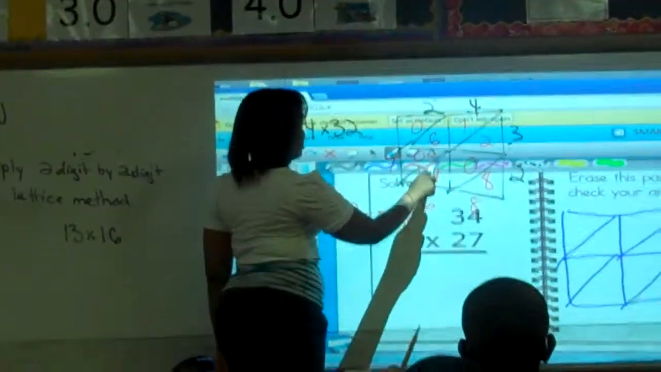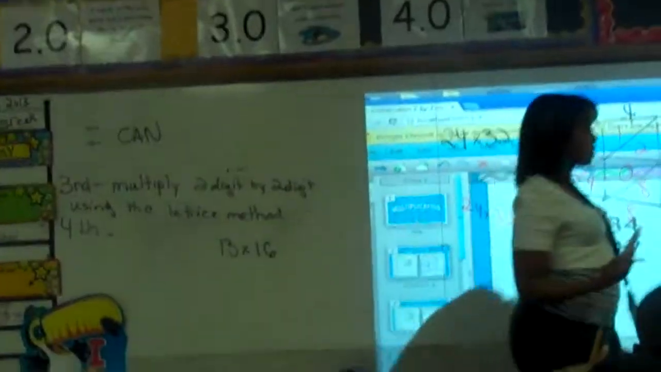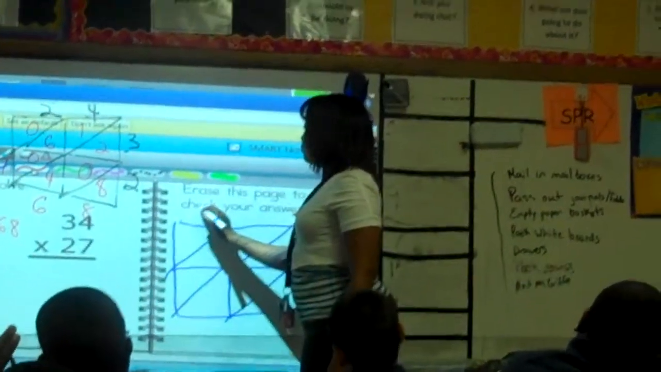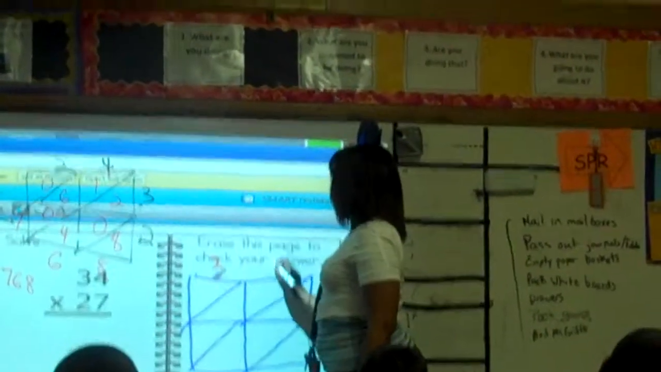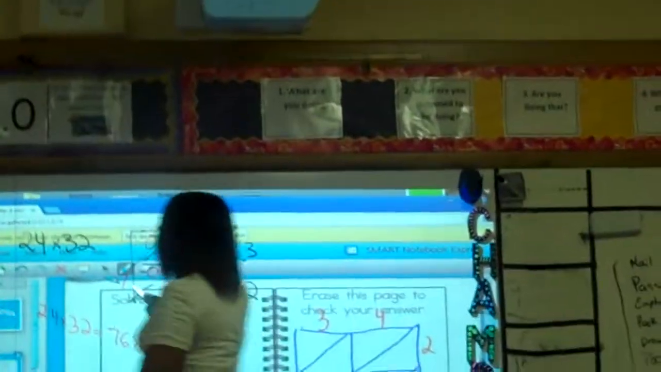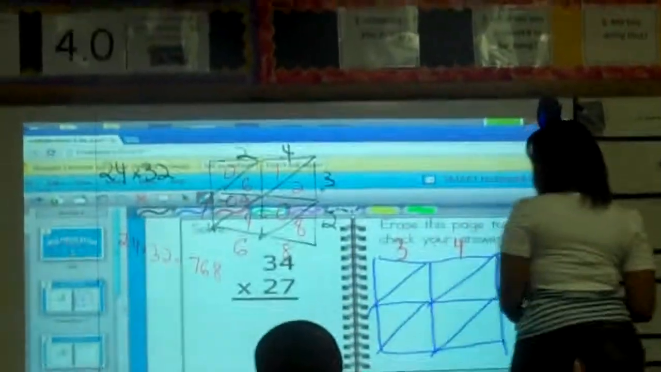Let's go over the steps. When I looked around, everyone had the letters box. Right, okay, good job. Everyone had the problem in the right spot. Very good. Now, this is where the mistakes were happening. We were having a hard time with where to place the number, the product. Okay, so we had 34 times 27.